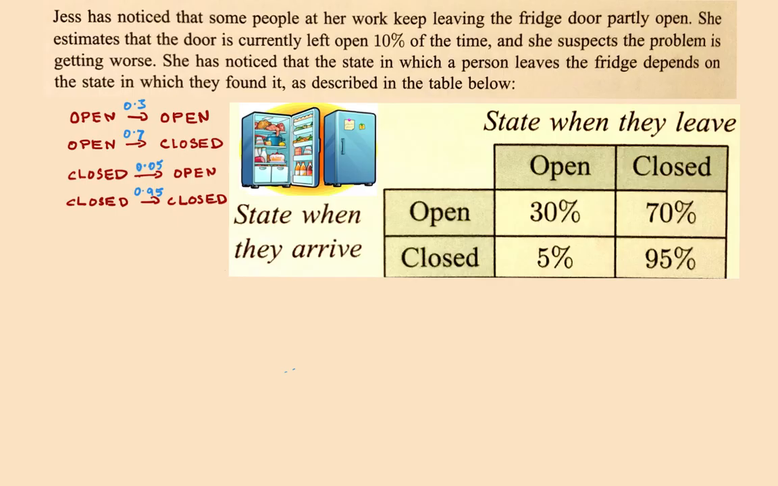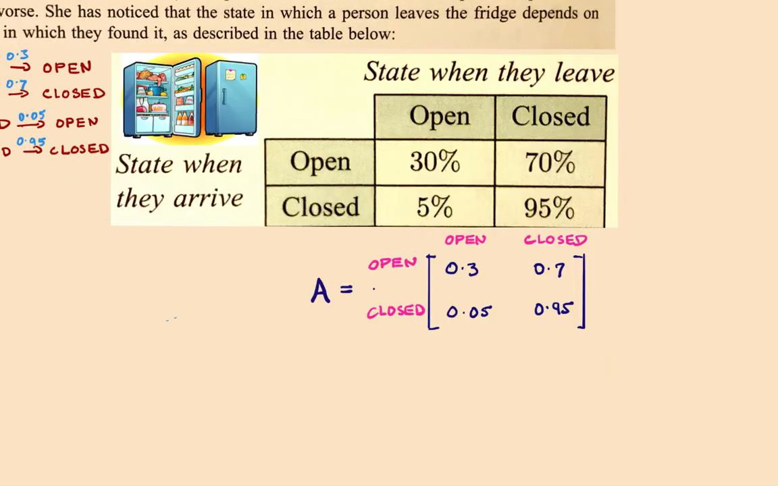And this information can be used to write the transition matrix. Each row is going to represent one of the 2 states, either open or closed. And the columns are also going to represent the 2 states, open or closed. For our purposes, the rows are going to represent the current state, and the columns are going to represent the next state.